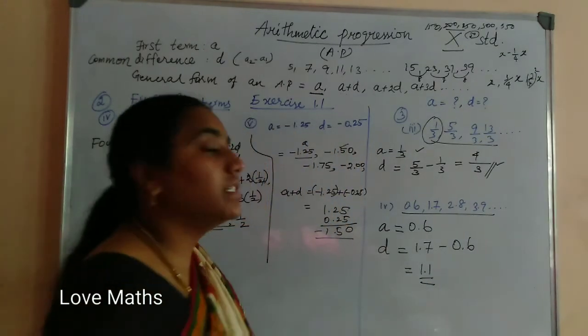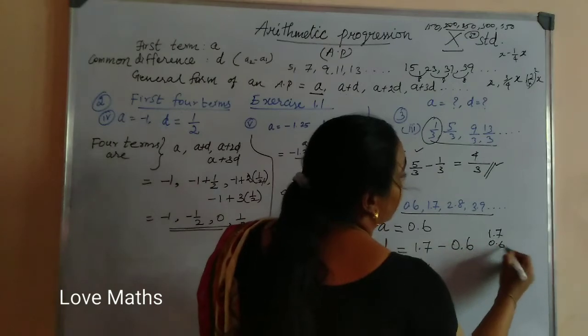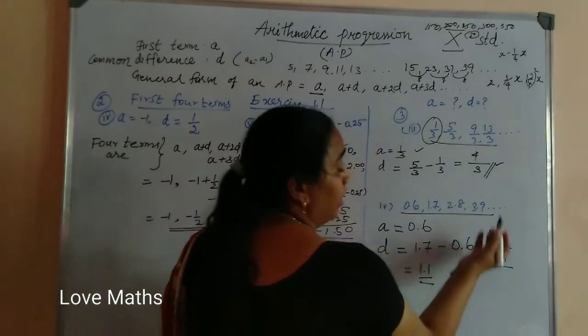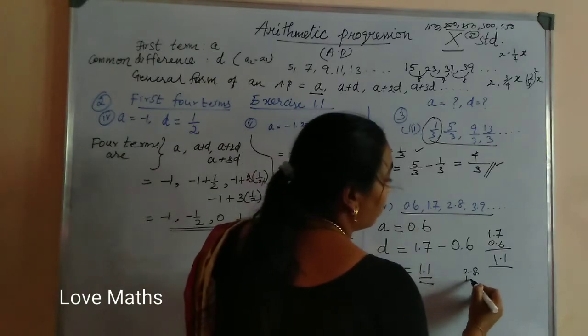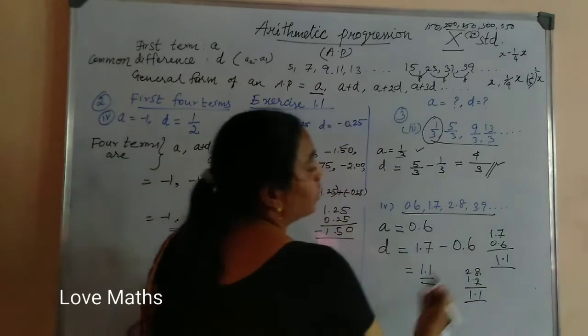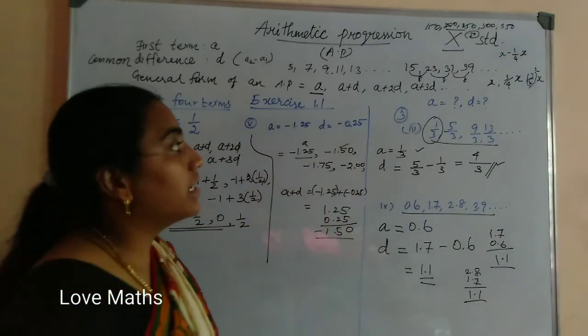This is very easy decimal work. If you want to check, 7 minus 6 is 1, 1 minus 0 is 1. If you have a doubt, check another pair also: 2.8 minus 1.7. 8 minus 7 is 1, 2 minus 1 is also 1. So the D value is 1.1. Is it clear, children? That's all.